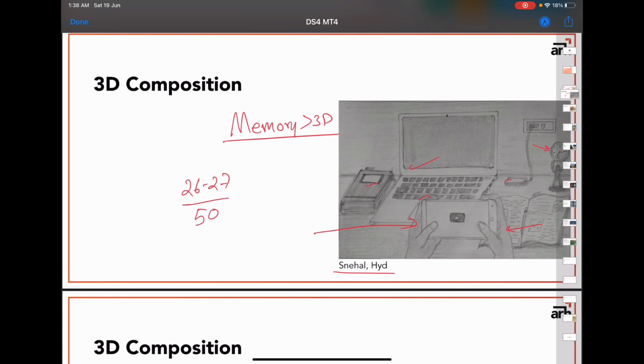A few points there: the contrast could have been much higher. You could have more highlights and more high contrast in your highlights and shadows. But if this was to be judged as a memory drawing, it would definitely be around 27, 28. So please again read the question properly and then do it. So this was by Snehal.